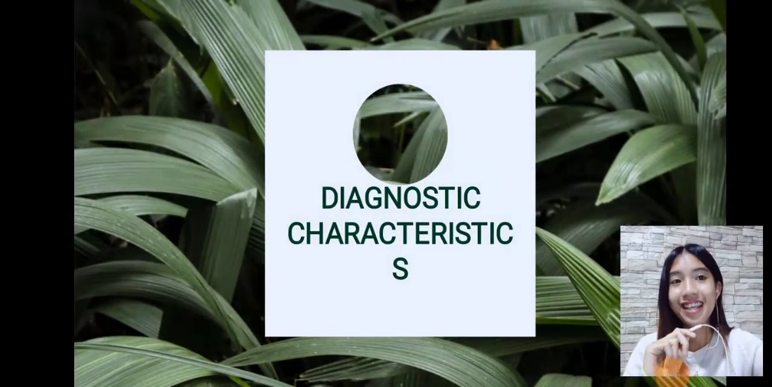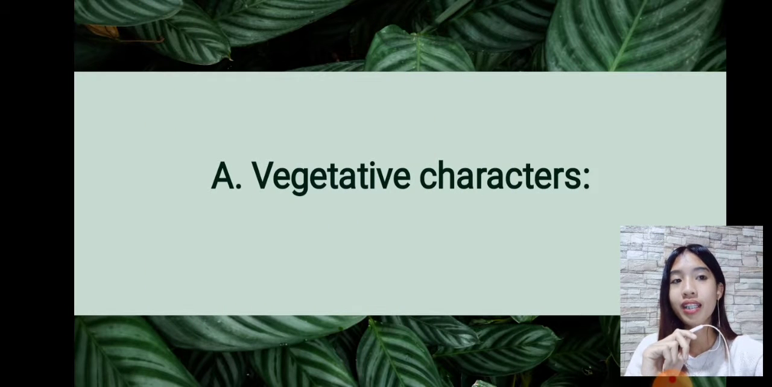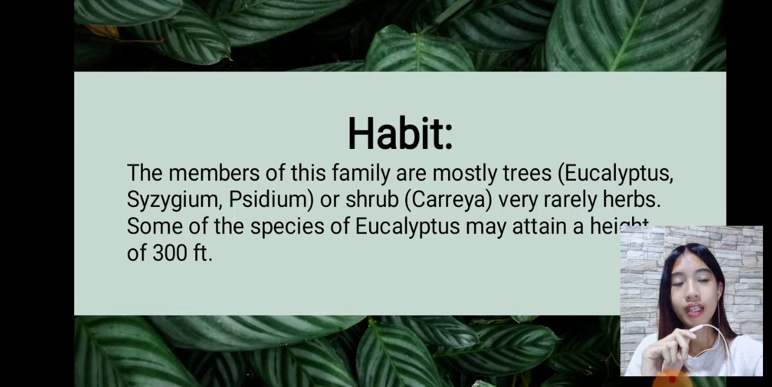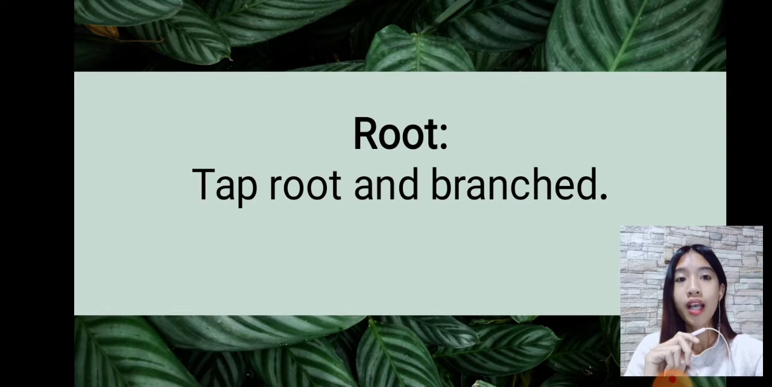Next is the diagnostic characteristic. First, the vegetative characters. For the habit, the members of this family are mostly trees, like Eucalyptus, Syzygium, Psidium, or shrubs like Callistemon, very rarely herbs. Some of the species of Eucalyptus may attain a height of 300 feet. For the root, it is taproot and branched.